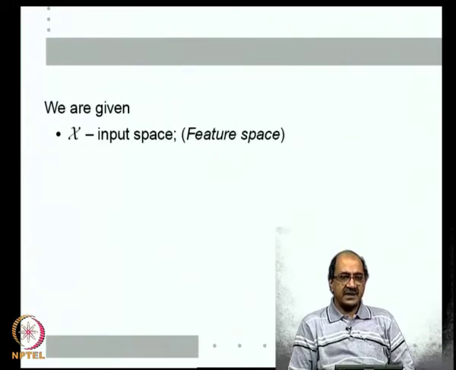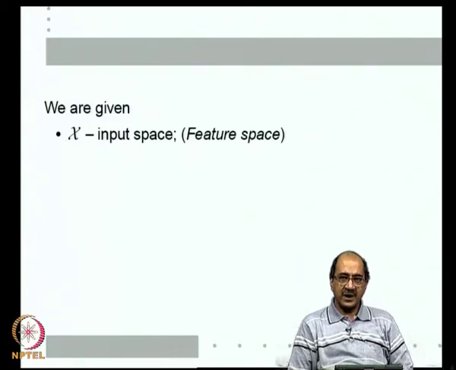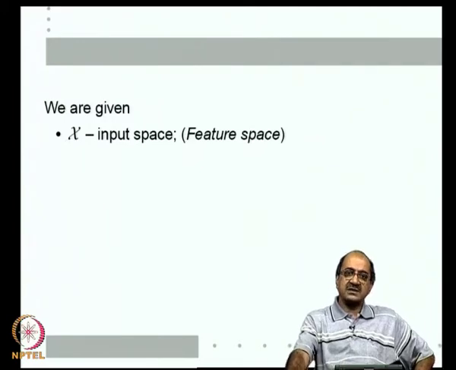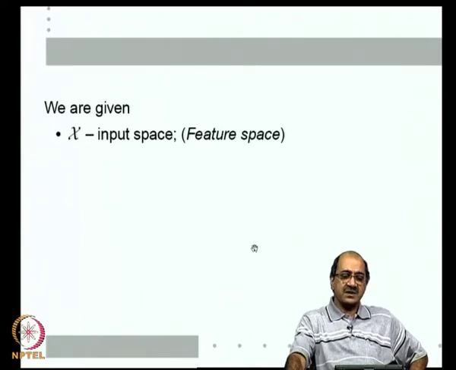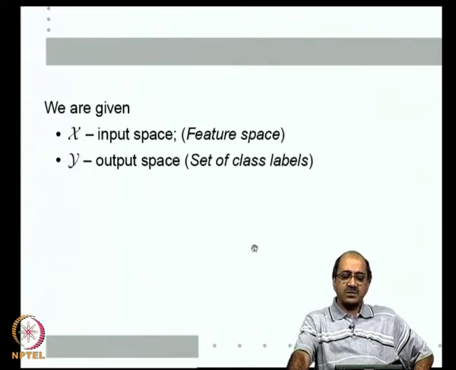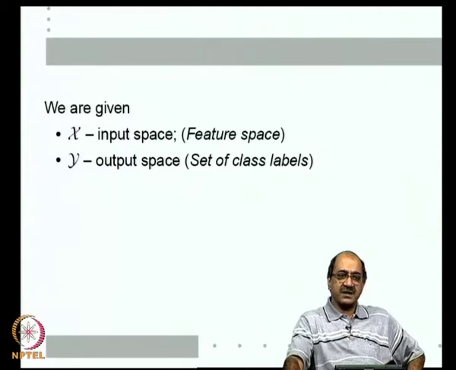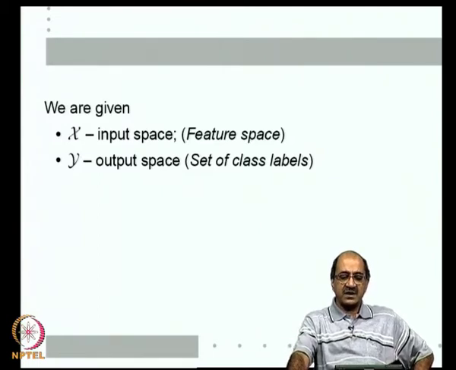So, let us start. How are we specifying our learning problem? We are given script X, which is our input space. For the pattern recognition problem it is the feature space, all the feature vectors belong to X. Normally it is a d-dimensional Euclidean space for us. Y is the output space, that is the set of class labels for us, and in this particular case it is binary. We can take 0, 1 or plus 1, minus 1, it really does not matter, we are taking 0, 1.